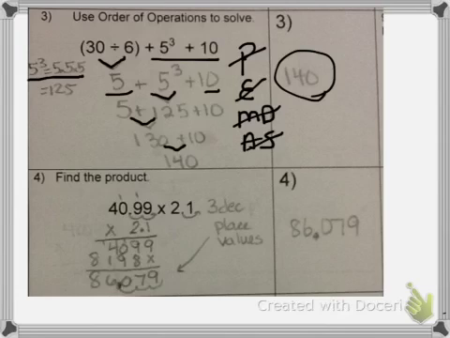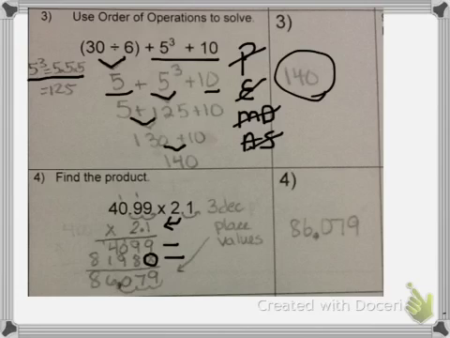Next, find the product of 40 and 99/100ths and 2 and 1/10. You'll notice I moved that 2 and 1/10 down just under the 40 and 99/100ths. And I multiplied as if the place value was not there. The first line is 4,099. The second line is 81,980. If you have something other than that, please check your multiplication.